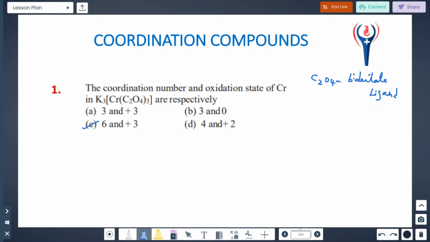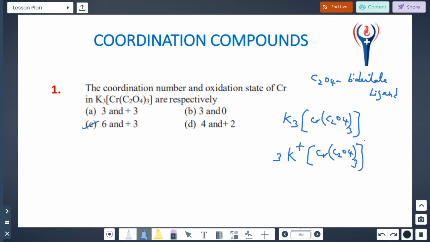Then oxidation state. How to find it? First write the compound, K3[Cr(C2O4)3]. First you split them. How to split? K means K plus. How many K plus? 3 K plus. Then [Cr(C2O4)3]. The splitting is very, very important, then only you can find it correctly. So this is 3 plus, so this will be 3 minus.